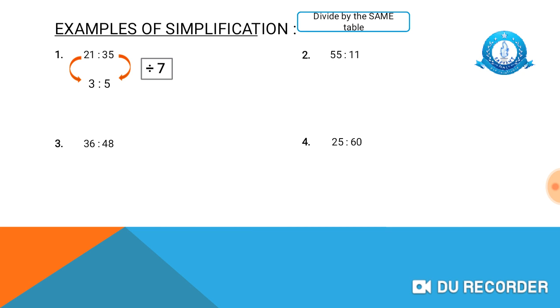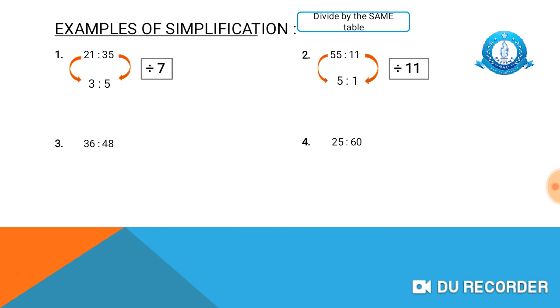Question number 2. 55:11. Again, by looking at the double digits, I can guess that both the numbers would be coming in 11 times table. Dividing them by 11, my answer would be 5:1. Question 3.